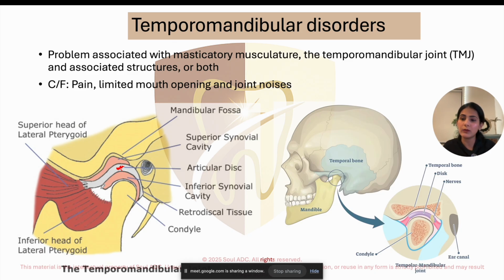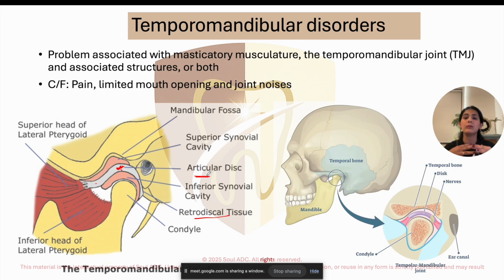And not only that, we also call it your hinge joint, your ginglymoarthrodial joint. And here at the back, this is your disc, and behind that part will be your retrodiscal tissue. Now this articular disc does not have nerve supply. So it is like a cap on your condyle, and it moves along with that. If it is moving along with that and it does not have nerve supply, it will not cause pain if it is in okay condition.